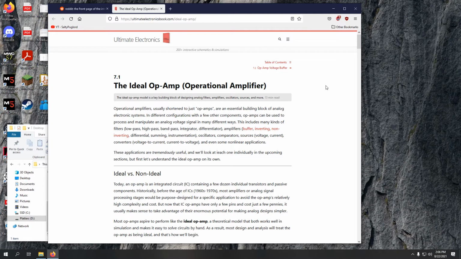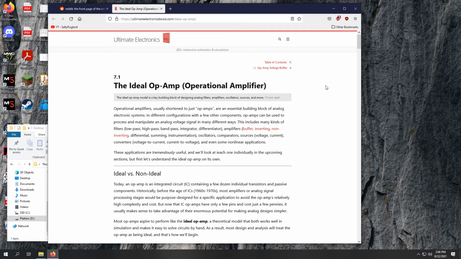So the best way to start understanding op-amps is to understand something called an ideal op-amp. Now, an ideal op-amp is not real. It doesn't actually exist. Instead, it is a simplified model that gives you a good mental framework for thinking about how op-amps work, and it can be extended so that you can understand how real op-amps work by understanding the non-idealities in real op-amps.